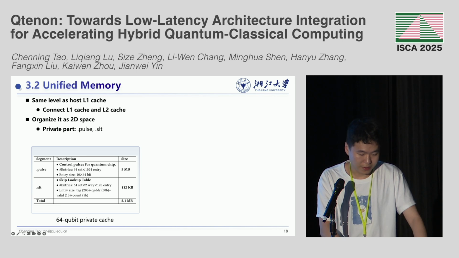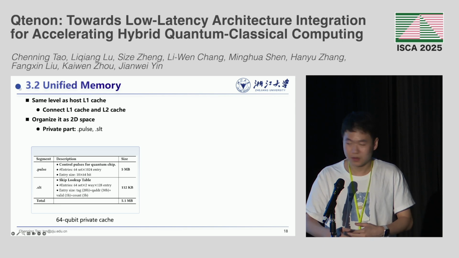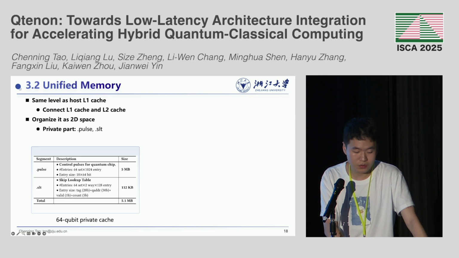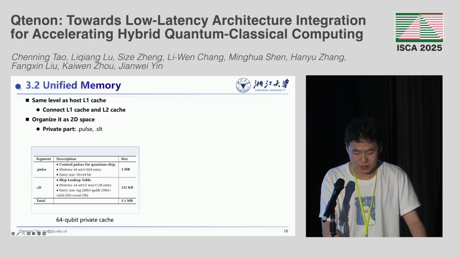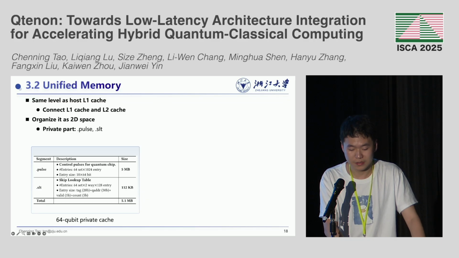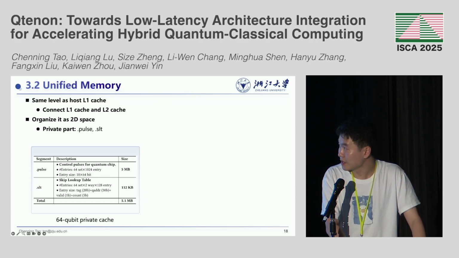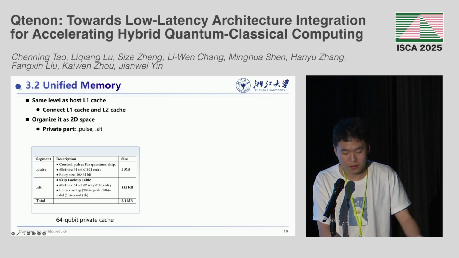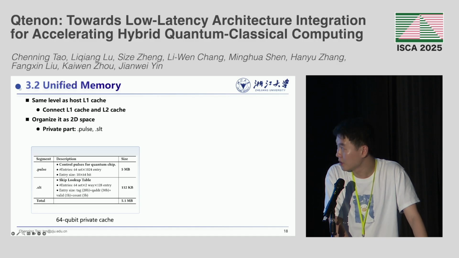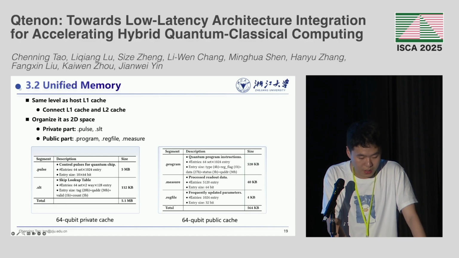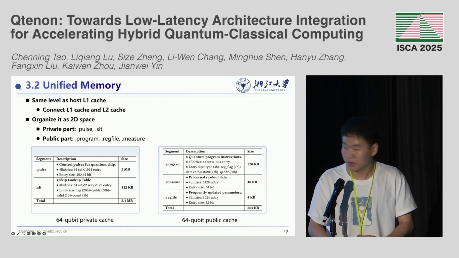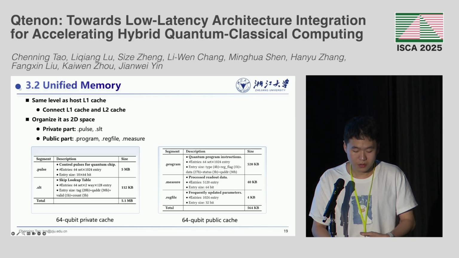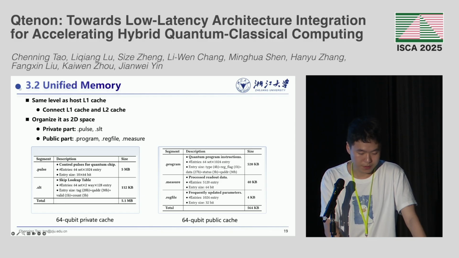Next, we have partitioned this quantum cache into 2 parts. For the private part, we have the pulse segment, which will store the control pulses for the quantum chip, and the SLT part, which is used for optimization, and I will explain it later. And for the public part, those are the program and register file with measurement. All those are accessible to users.